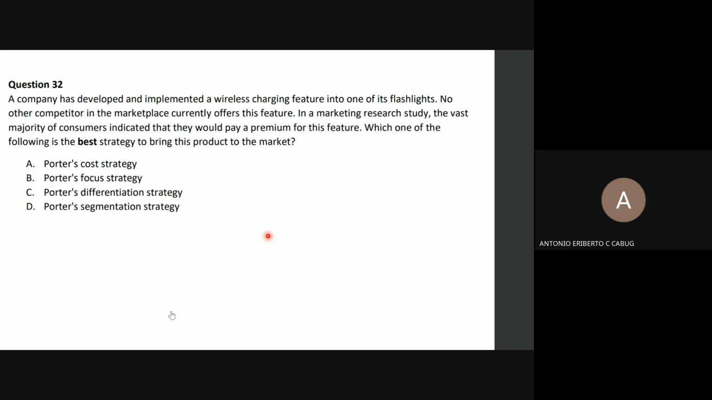A company has developed and implemented the wireless charging feature on one of its flashlights. No other competitor in the marketplace currently offers this feature. In a marketing research study, the vast majority of consumers indicated they would pay a premium for this feature. So this is obviously a differentiation strategy. Additional features that other competitors do not have. That is a differentiation strategy.